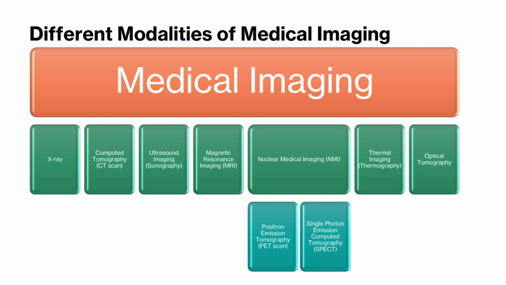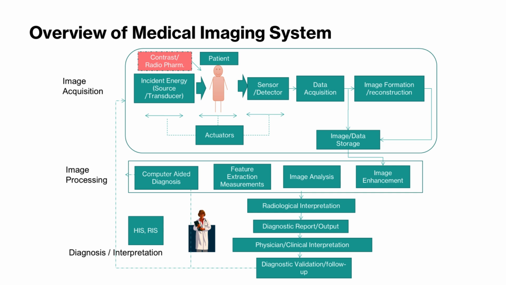Now let us see the overview of the medical imaging system. A medical imaging system can be broadly divided into three parts: image acquisition, image processing, and diagnosis. Based on the requirement and application, the image is acquired, and then different image processing techniques are applied on it to make it better so that the doctor can diagnose or interpret it and come to a conclusion. To know the complete medical imaging system, it is equally important to know the image processing techniques and image analysis.